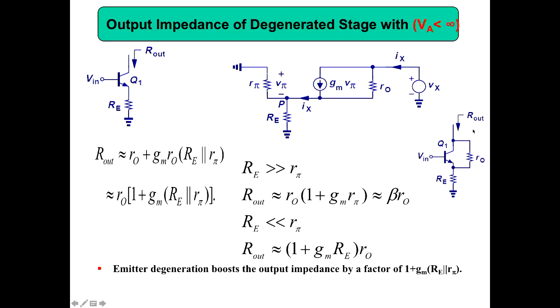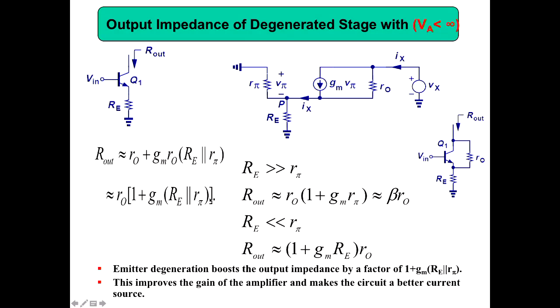So emitter degeneration boosts the output impedance by a factor of 1 plus GM into RE parallel R pi, which we already saw. That's the reason we have rearranged it, which is equal to RO into 1 plus GM into RE parallel R pi. So this much it will boost. This improves the gain of the amplifier and makes the circuit a better current source, which I already discussed. When you design a current source, if you have a very high output impedance, then you get a flat curve, meaning your current is not changing by varying the voltage.